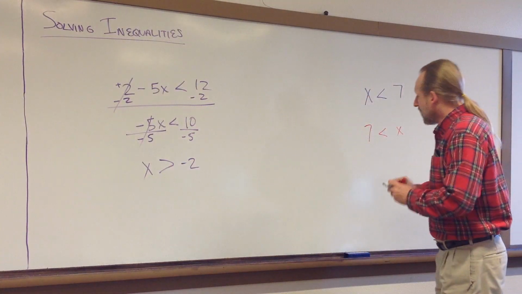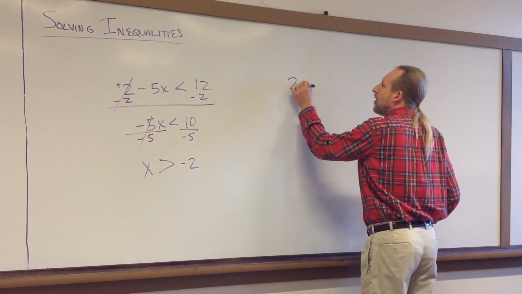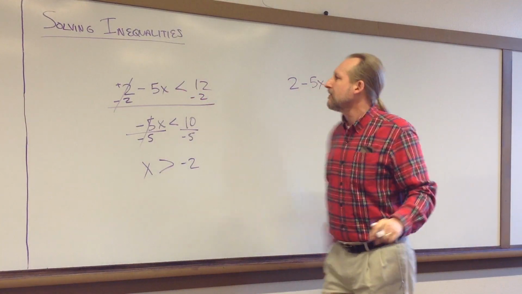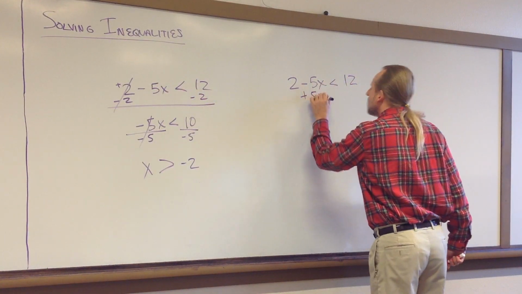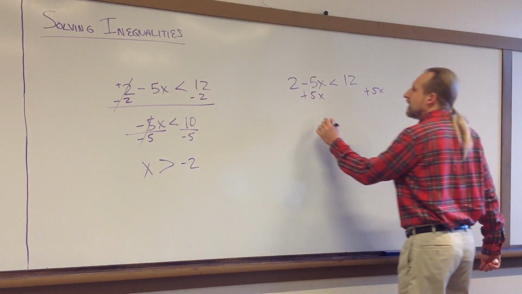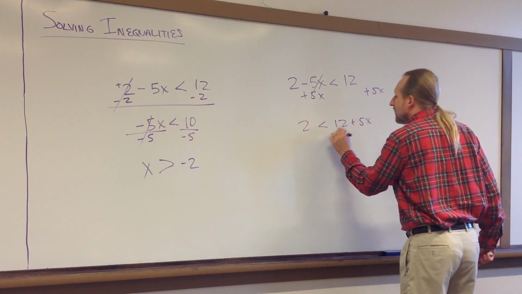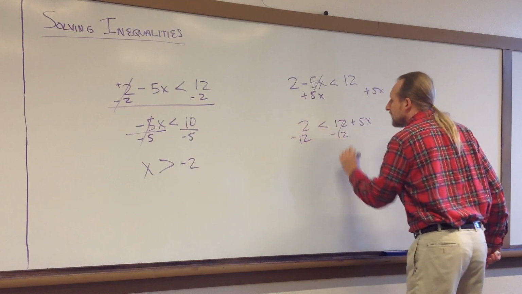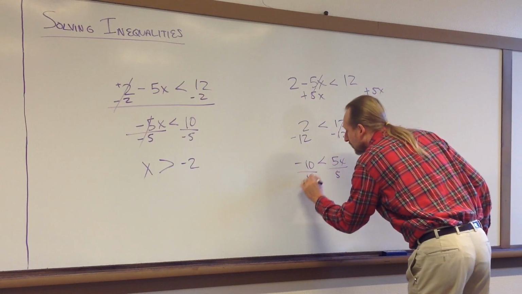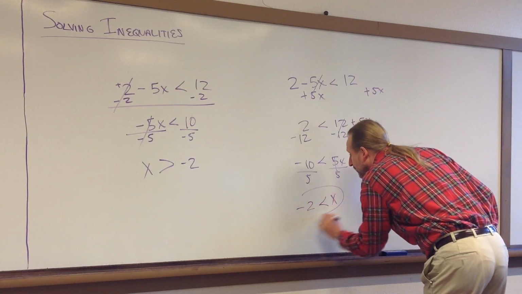Why? Okay? Well, let's look at the same problem, but instead of leaving that negative 5x where it is, let's move it to the other side as positive 5x. Okay? And so then that'll cancel out. This will be 2 less than 12 plus 5x. Then we'll subtract 12 on both sides. Negative 10 less than 5x. Divide on both sides by 5. X greater than negative 2.